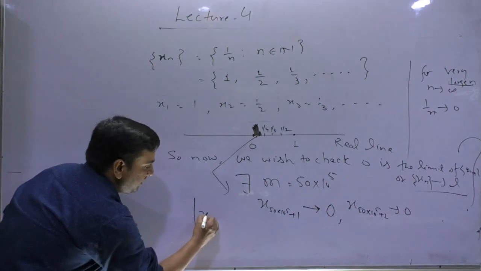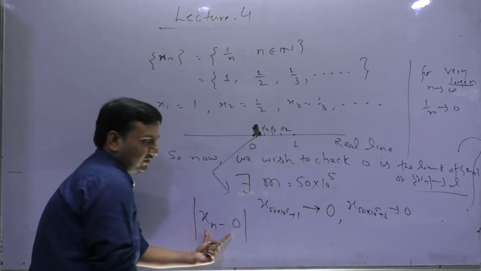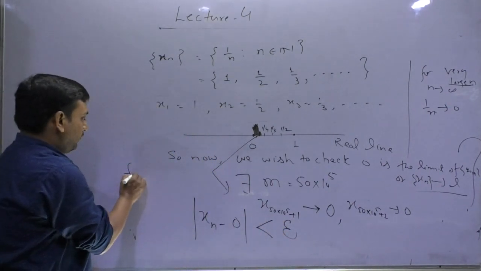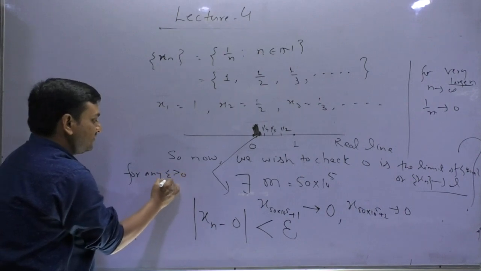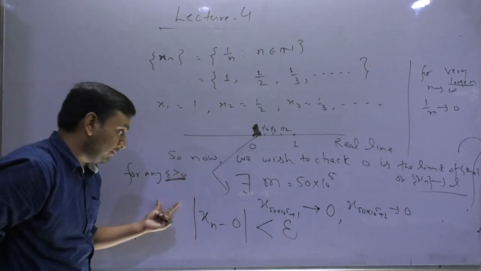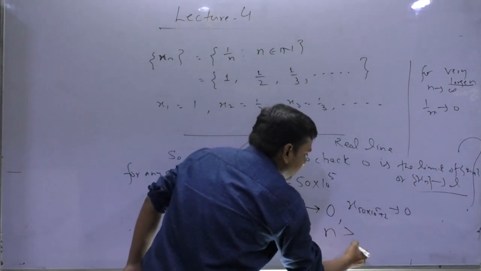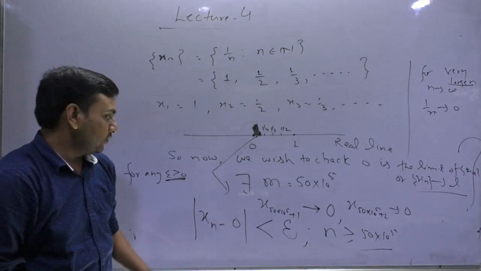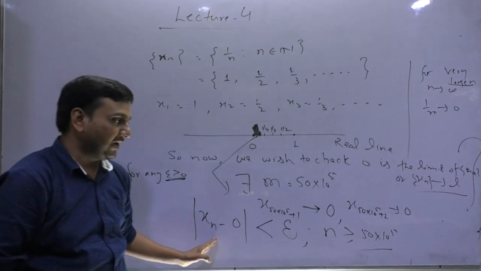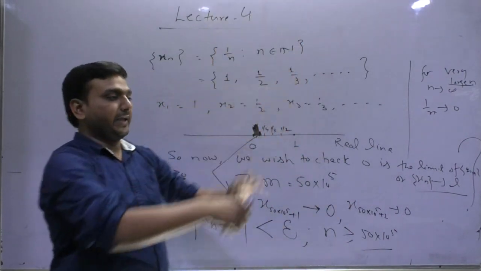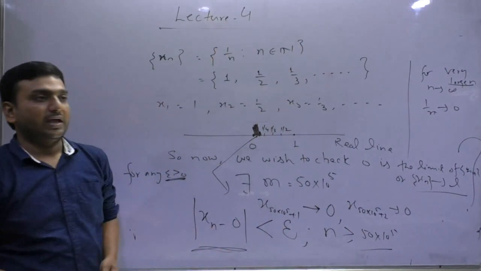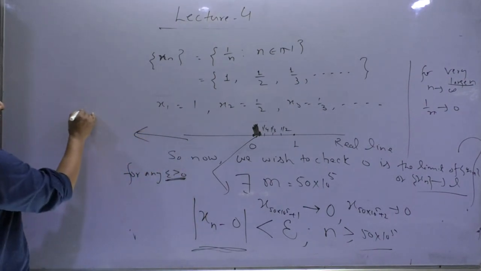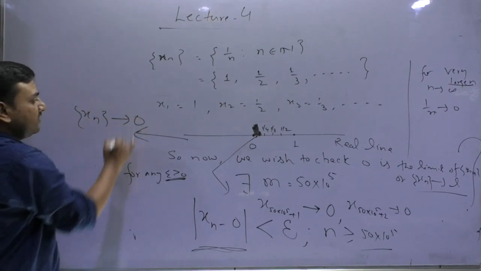So it simply means the distance between xn and 0 is less than epsilon for any epsilon greater than 0. This is a very small number whenever n is greater than or equal to 50 lakh. So if I take x 50 lakh plus 1, x 50 lakh plus 2, and on to infinity, this difference will be less than epsilon. So by this picture, what we feel is that the sequence xn converges to the value 0.